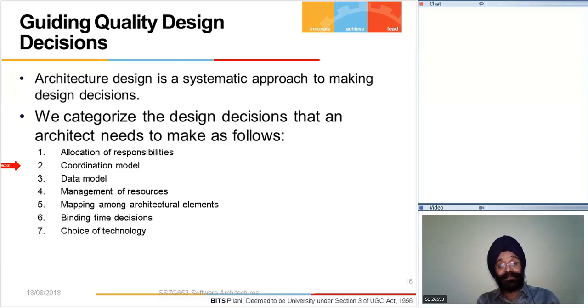Allocation of responsibility, coordination, data model, management of resources, mapping among architectural elements, binding time decisions, and choice of technology. So I'm going to stop this recording here. We take a 5 minutes break. We get back after 5 minutes. I'll be discussing this in details.